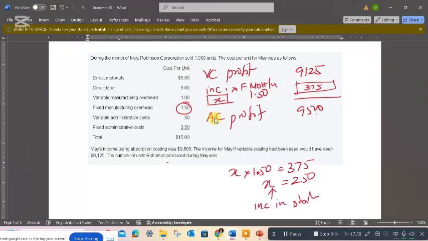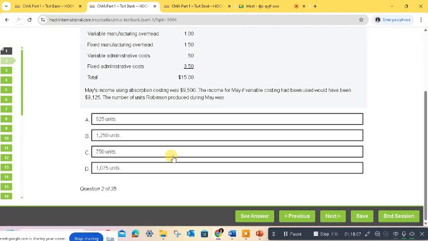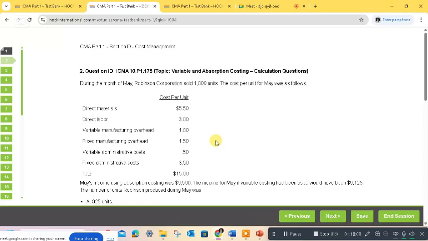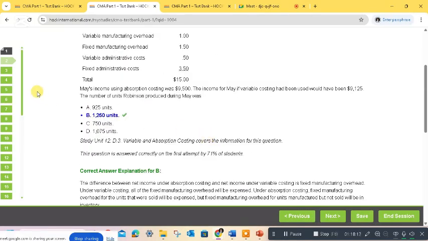The question is production. They sold 1000, right? If they sold 1000, they should have produced 1250. Why? Because after selling 1000 units, 250 will go to the stock and increase the stock by 250. They sold 1000, and stock also increased by 250. So production must be 1250.